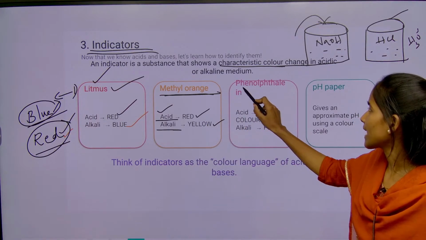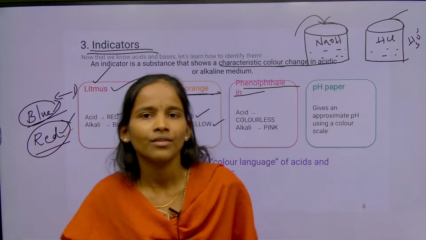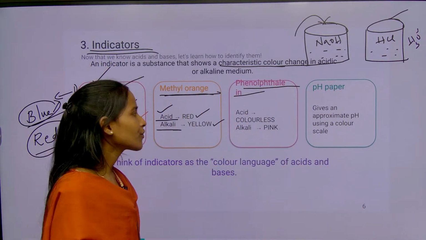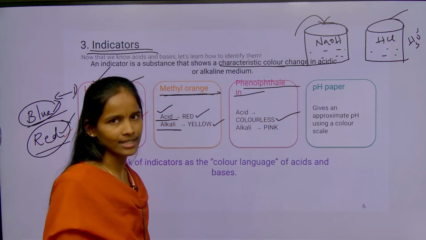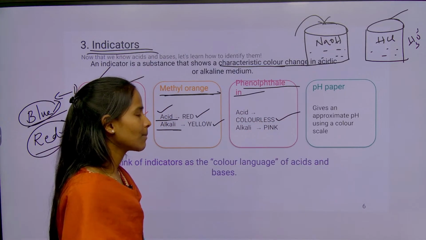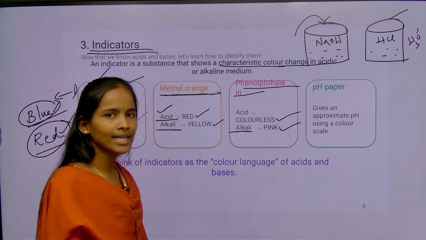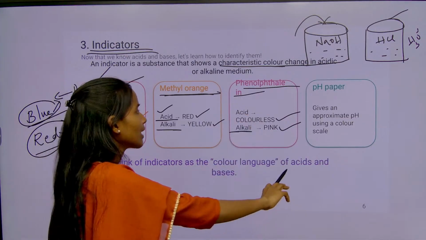Now moving to the next one, one of the important indicators, very much used, we will use it regularly in the labs: phenolphthalein indicator. Phenolphthalein indicator in acids it will be colorless, whereas in bases it gives pink color. Phenolphthalein indicator is one of the important indicators.